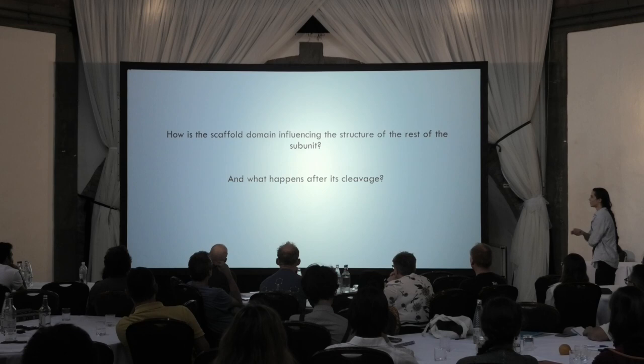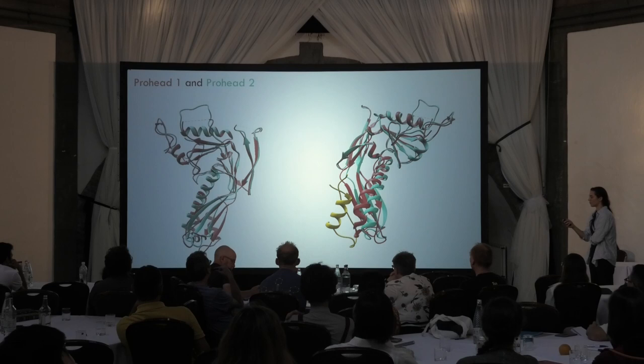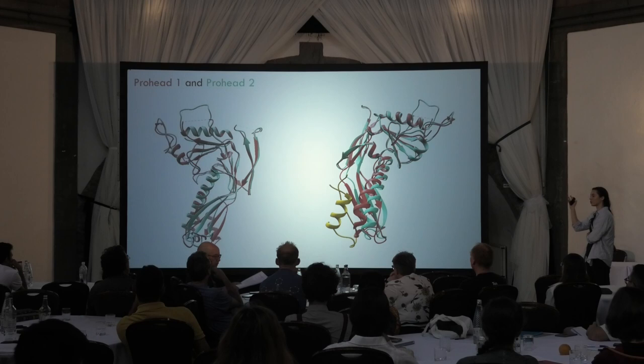So we've been asking questions of how the scaffold domain is influencing the structure of the rest of the subunit and what happens after it's cleaved. To investigate the first part of that, we've compared cohead 1 and cohead 2, which is after the scaffold domain has been completely removed. The video of that.